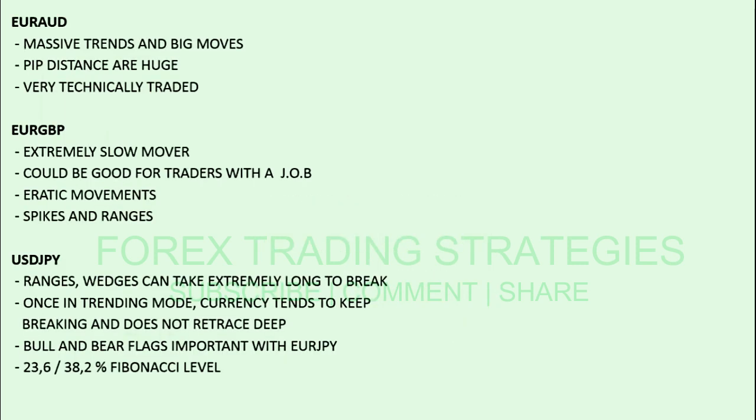Euro AUD: massive trends and big moves. Pip distances are huge, very technically traded. Massive trends and big moves, meaning that it's more likely to have bigger drops, bigger impulses up or down. And pip distances are huge, meaning that the spread is much larger compared to the other ones. Very technically traded, meaning that it respects our technical analysis.